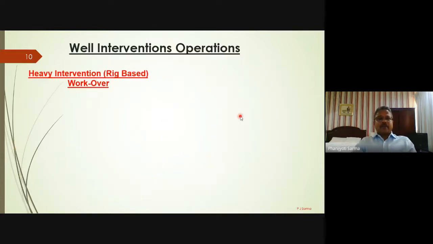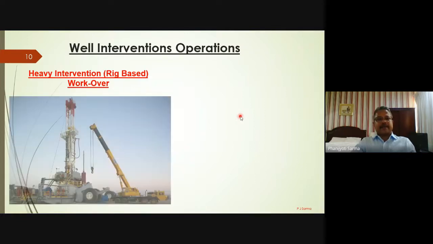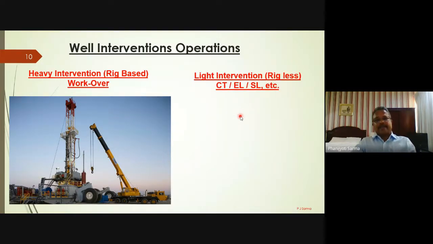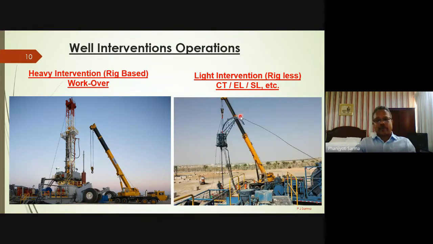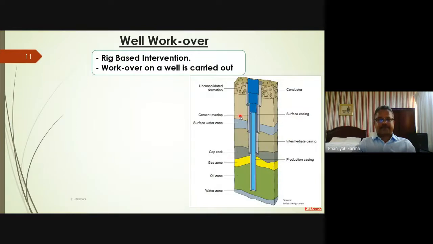Well intervention operations are predominantly divided into two types. One is heavy intervention. Heavy intervention is always rig based, with deploying a rig called a workover rig. And the light intervention is rigless. Rigless intervention is done with the coil tubing unit, the electric line unit, a slick line unit, or sometimes with some pumping unit. So these are the two broad classifications of well intervention.